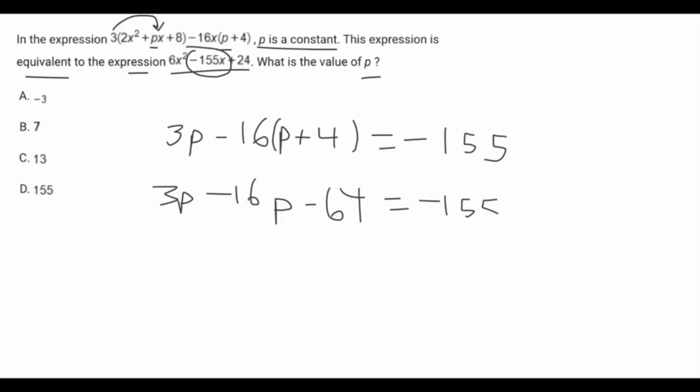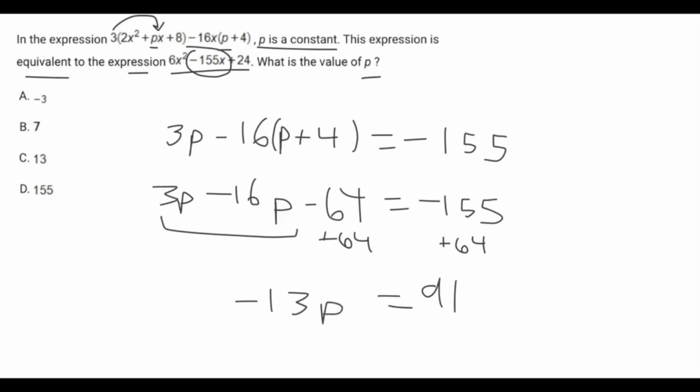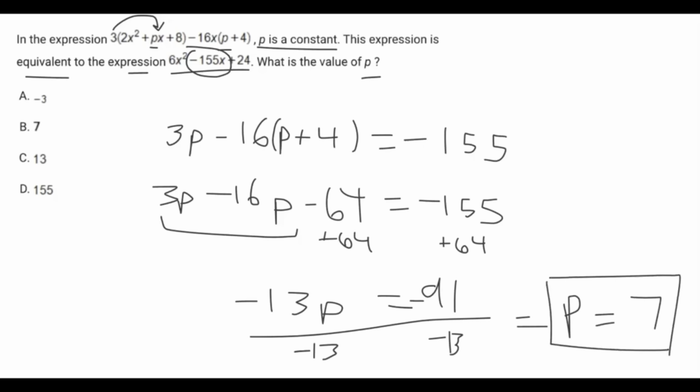And let's just do some simple algebra, right? We add 64 on both sides. And that will give us 91 on this side. And so now we're left with 3p minus 16p on the left side. And that will give us negative 13p. Alright? And we can divide by negative 13. Oh, I actually made a mistake here. It's negative 91. That makes sense because a negative over a negative. So negative 91 divided by negative 13 gives us p is equivalent to 7. Alright? So our answer choice is B.